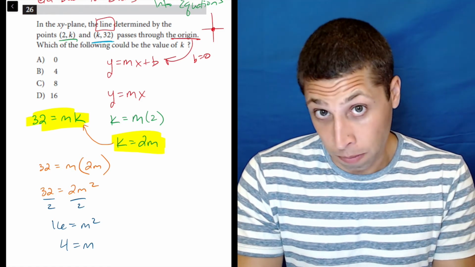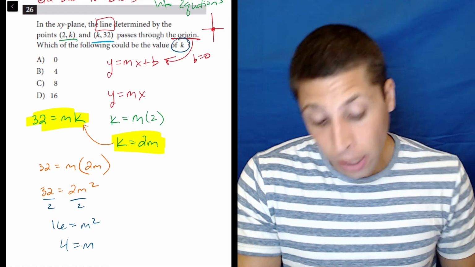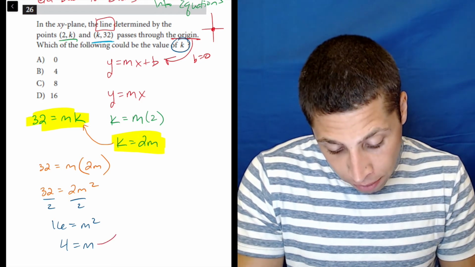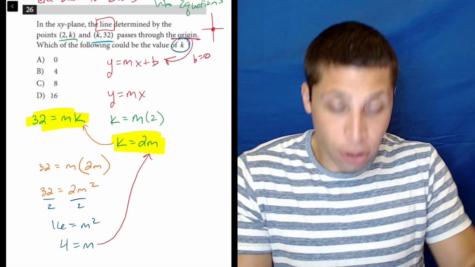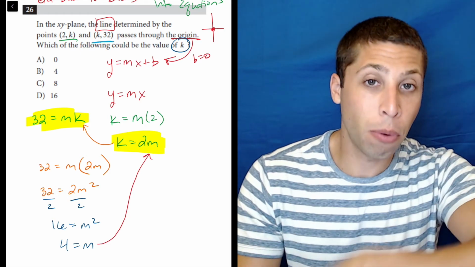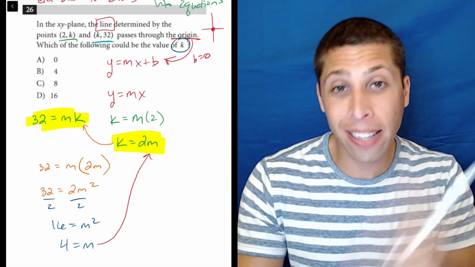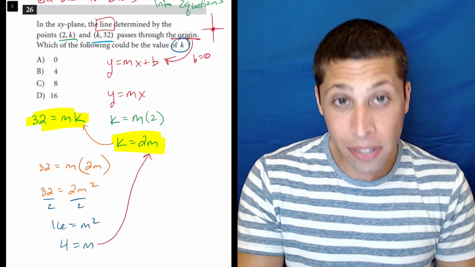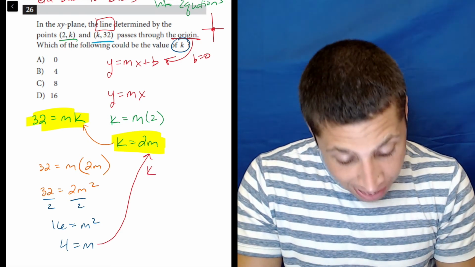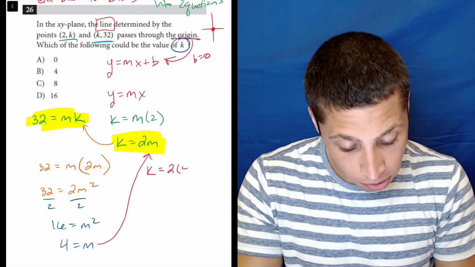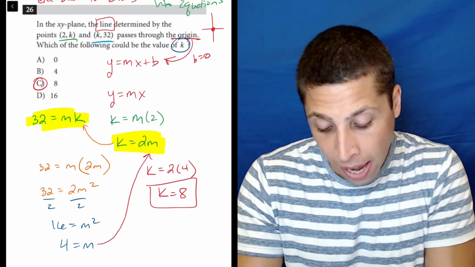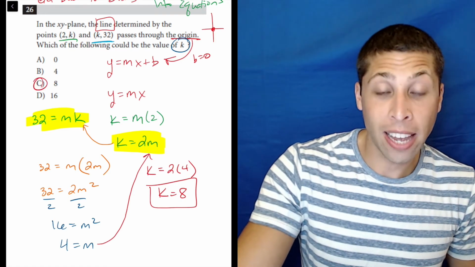Well, that's something. Now, it's not what they wanted, right? They wanted the value of k, but I have the value of m, and just like I substituted in for k before, now I can substitute in for m, and that's even better because since m is a number, m is going to disappear. k is equal to 2 times 4. k is equal to 8. And that is choice C, and that is the answer.